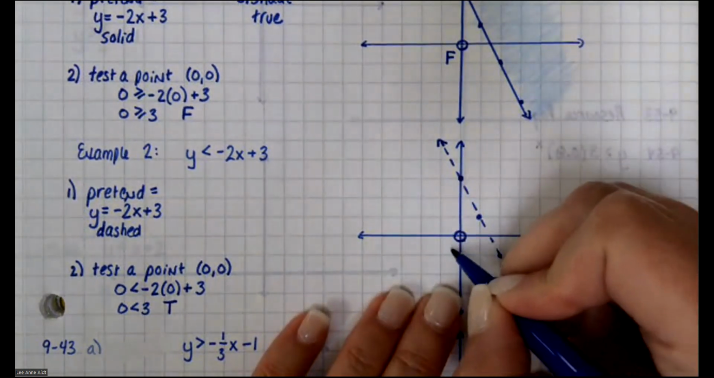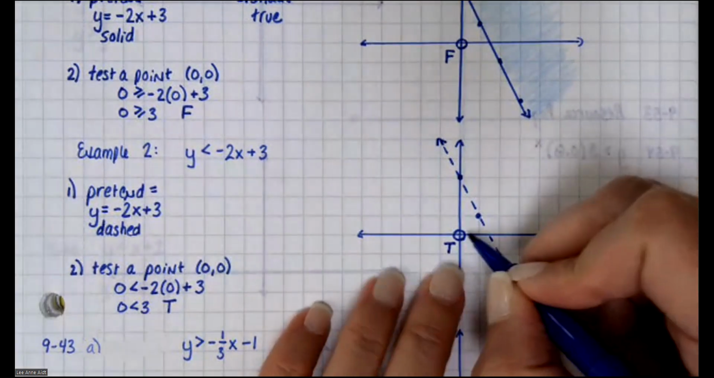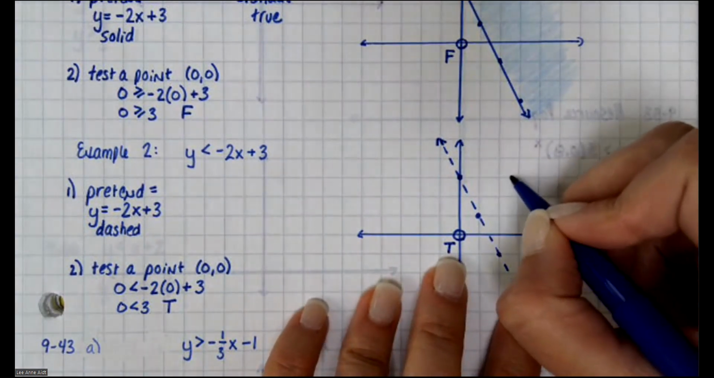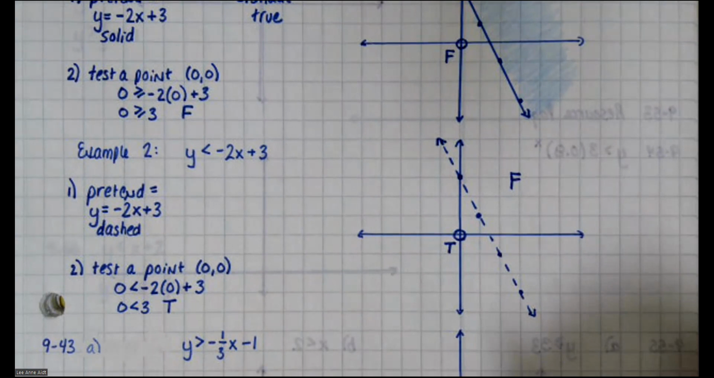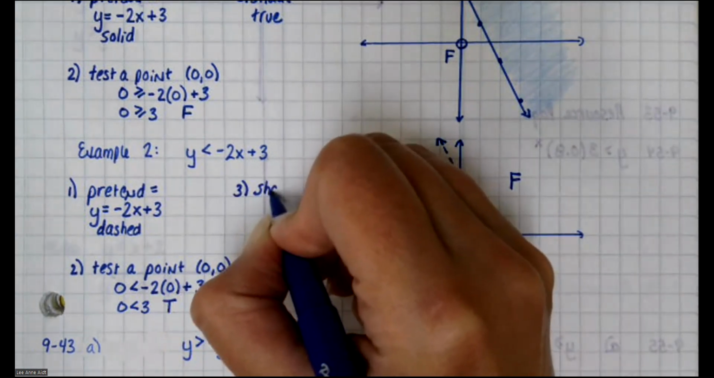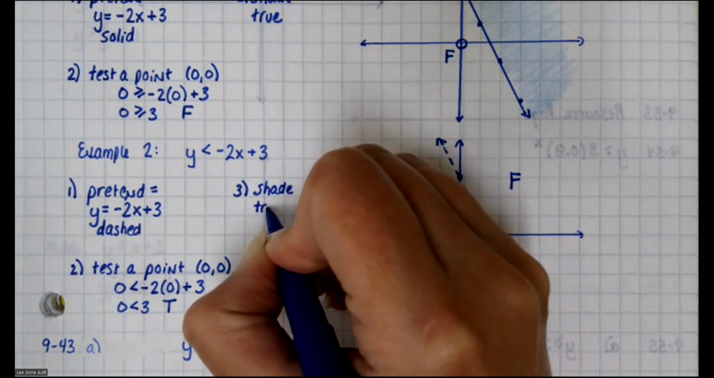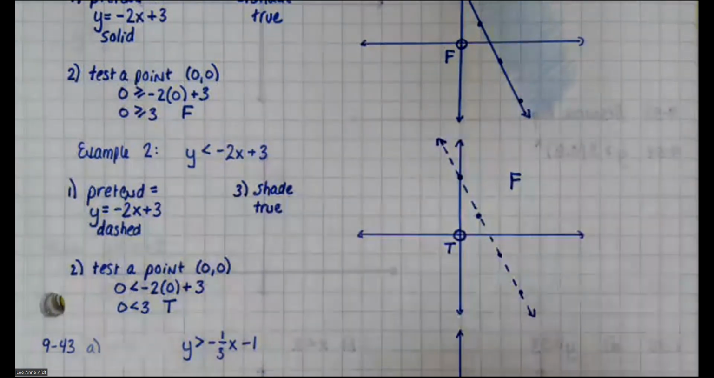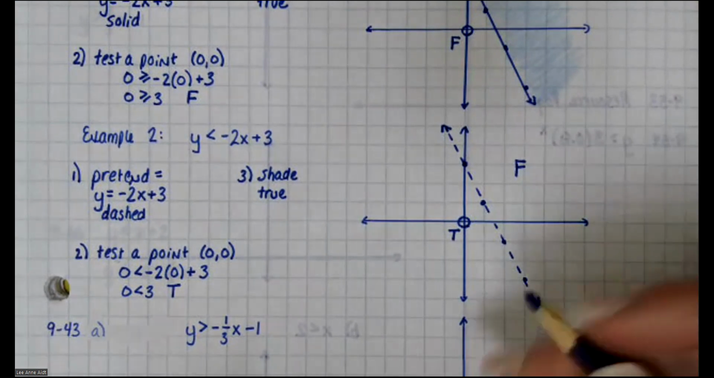Okay, so that means at 0, 0, y plugged in is a true dot, and the other side of the line is false. And we want to shade the true side.